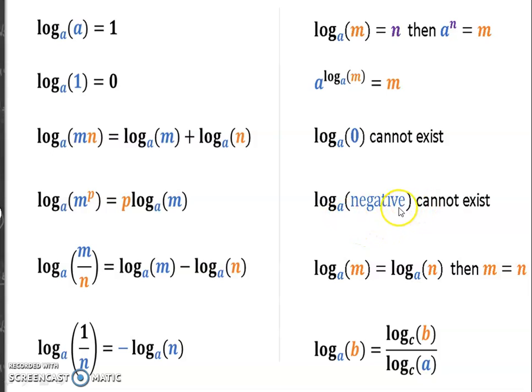Log of a negative number to any base is also not possible. If both numbers have log functions with the same base, then m is equal to n, that is, log of m to the base a is equal to log of n to the base a. This is called the change of base rule: log b to the base a is equal to log b to the base c upon log a to the base c.